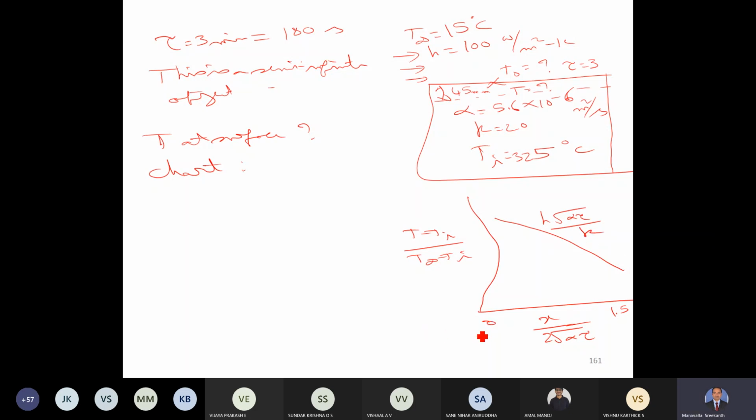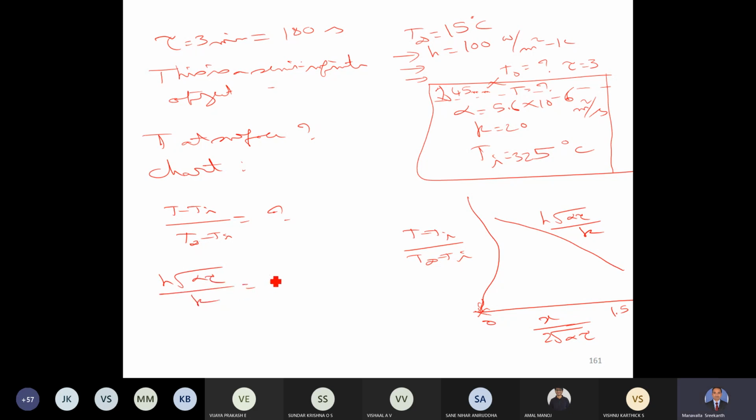Now in the description, we have seen that x divided by 2 root alpha tau equal to 0 indicates the surface. That means whatever you read on the y-axis at x equal to 0 is the surface. So we evaluate T minus Ti divided by T infinity minus Ti. This is what we need to know. For this h root alpha tau by k, we should find out what h root alpha tau is.